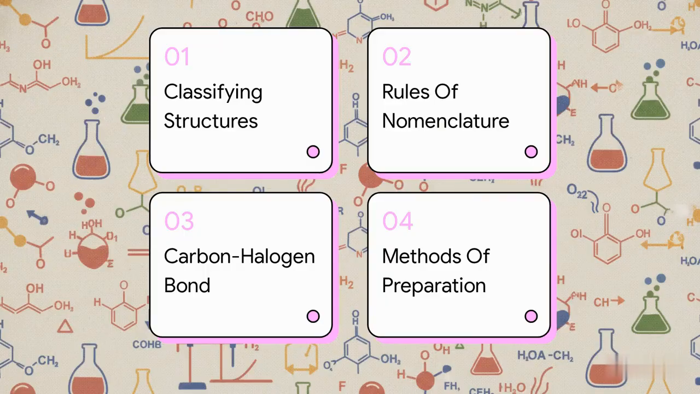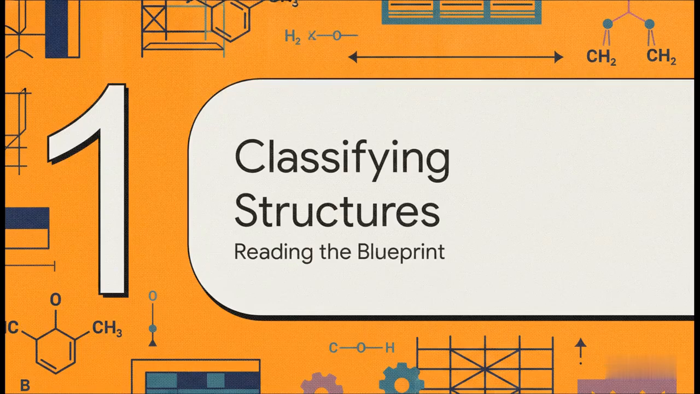So, how do we get to those life-saving applications? Here's our roadmap for today's explainer. First, we'll classify the structures. Second, we'll tackle the rules of nomenclature. Third, we're going to dig into the core mechanics of the carbon-halogen bond itself. And finally, we'll wrap up with the methods of preparation. All right, let's jump straight into part 1, classifying the structures and reading the blueprint.